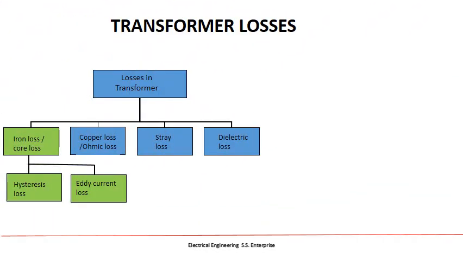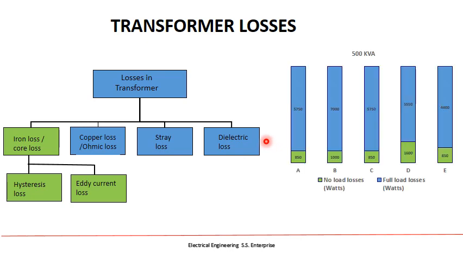Okay, let's recap. So far we have studied different losses in a transformer. Core loss or iron loss, which consists of hysteresis loss and eddy current loss, are the fixed losses. Copper loss, stray loss and dielectric loss are the variable losses.